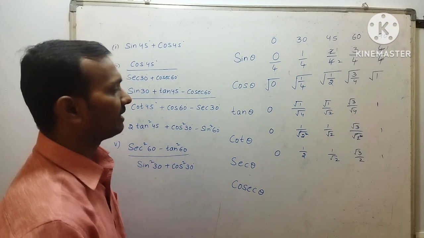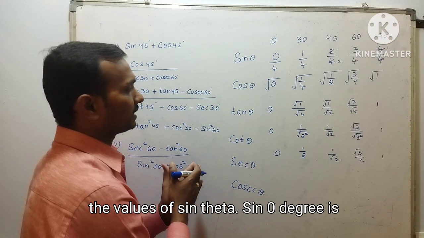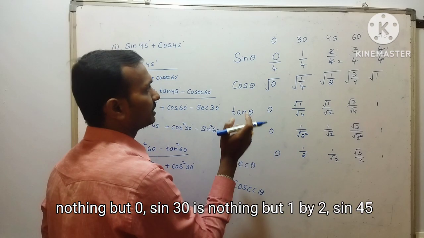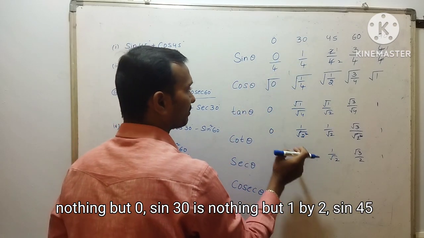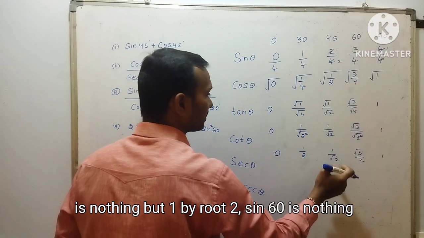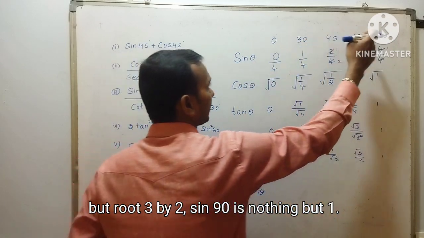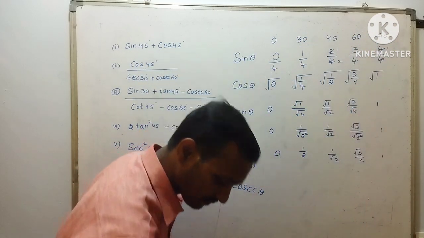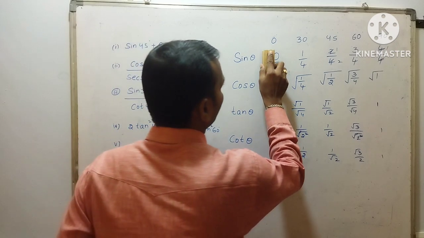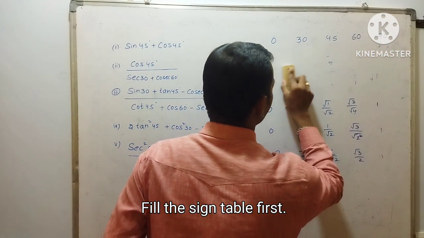First we are calculating the values of sine theta. Sine 0 degree is nothing but 0. Sine 30 is nothing but 1 by 2. Sine 45 is nothing but 1 by root 2. Sine 60 is nothing but root 3 by 2. Sine 90 is nothing but 1. So now we will fill the sine table first.